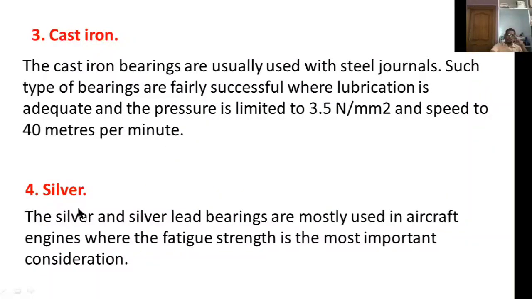Now, silver bearings. Silver and silver lead bearings are mostly used in aircraft engines, where the fatigue strength is the most important consideration. Okay, but the main disadvantage of silver is that it is very expensive. That's why we are not using it in regular applications. It is used in aircraft for high fatigue strength.